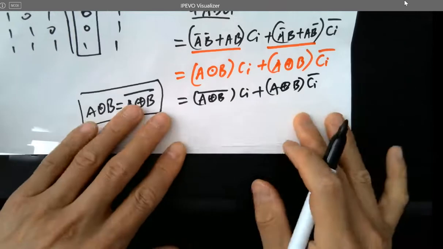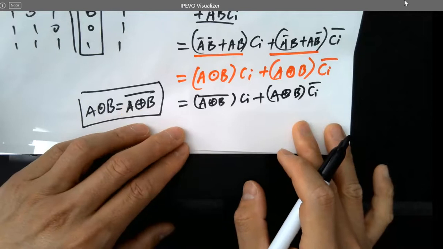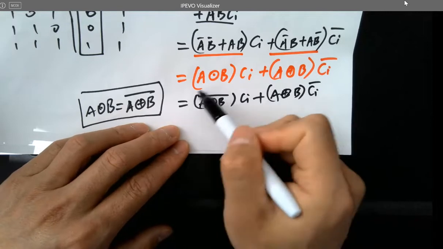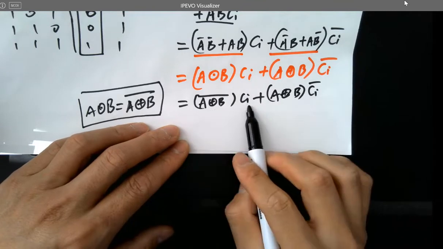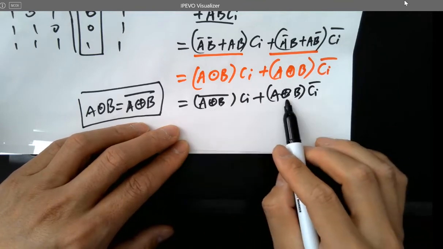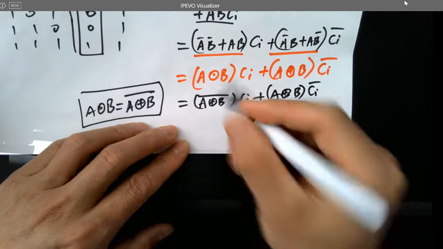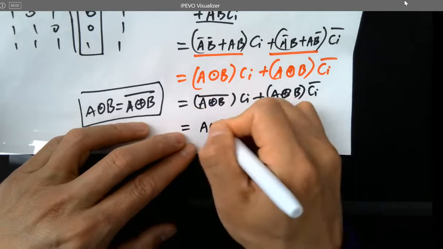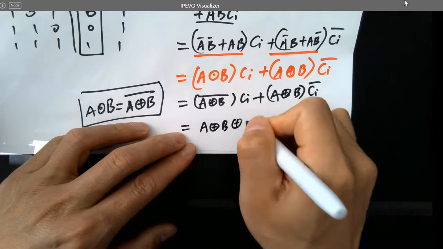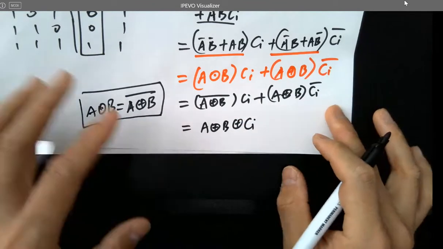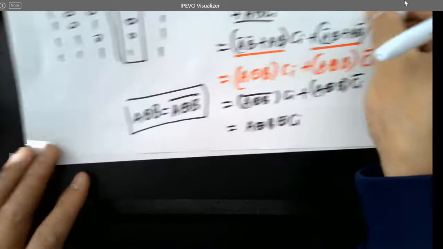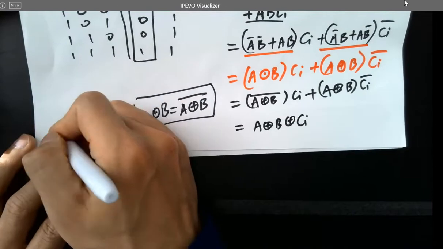So this becomes another XOR gate if you treat everything here as one entity. Something not something, or something and something not. So that's the XOR gate. So this becomes this eventually. So summation for the full adder is literally just two XOR gates.